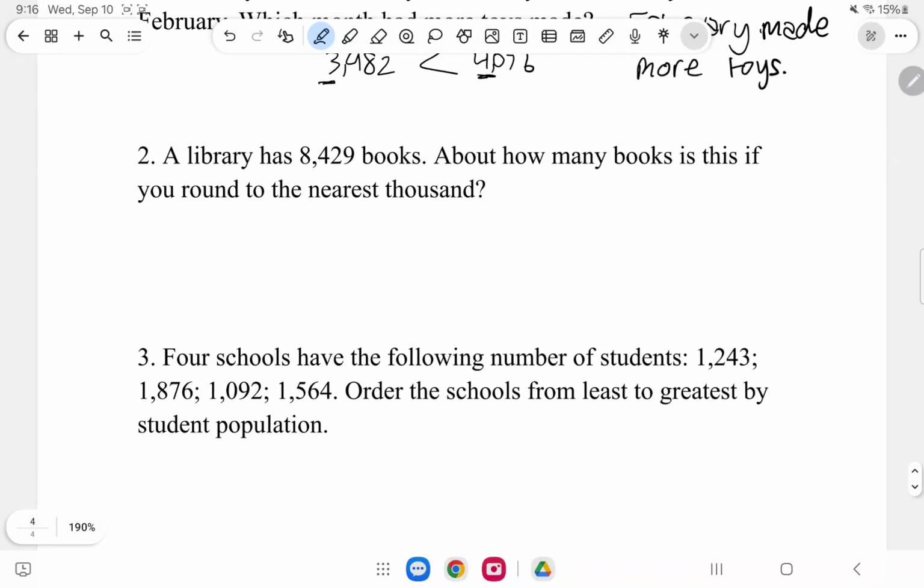A library has 8,429 books. About how many books is this if you round to the nearest thousand? So we have 8,429. If we look at the hundreds place, 4 is less than 5, so it's going to round down to 8,000 books.